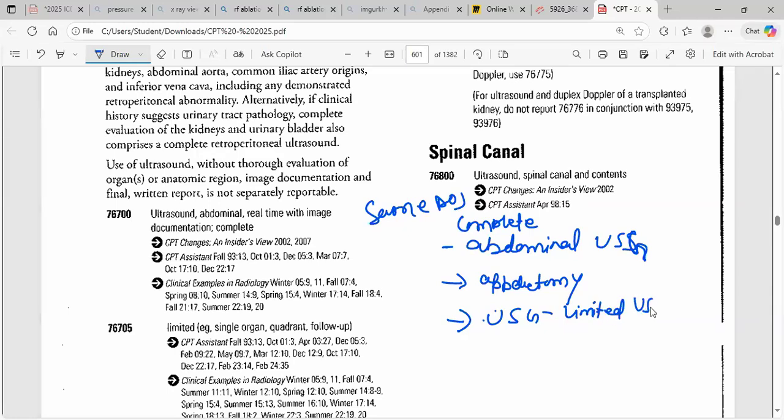Limited USG for the abdomen. So how are we going to do it? You just need to skip the appendectomy because the appendectomy is billed by the surgeon who did it. But we have to bill the ultrasound, and on the same date he did two ultrasounds, one complete and another one limited. How are we going to bill this?